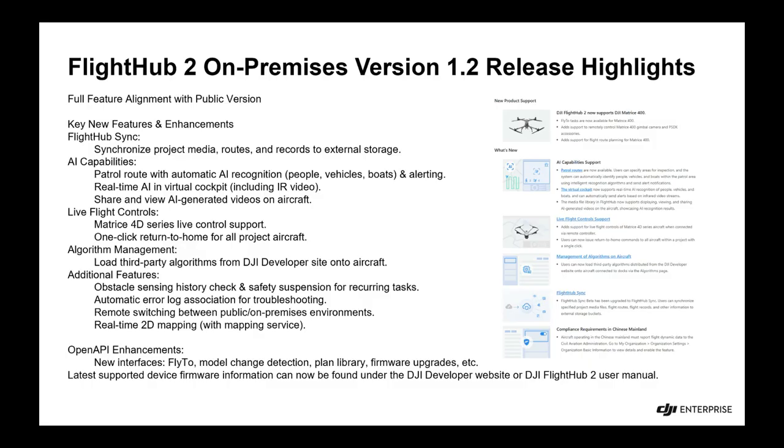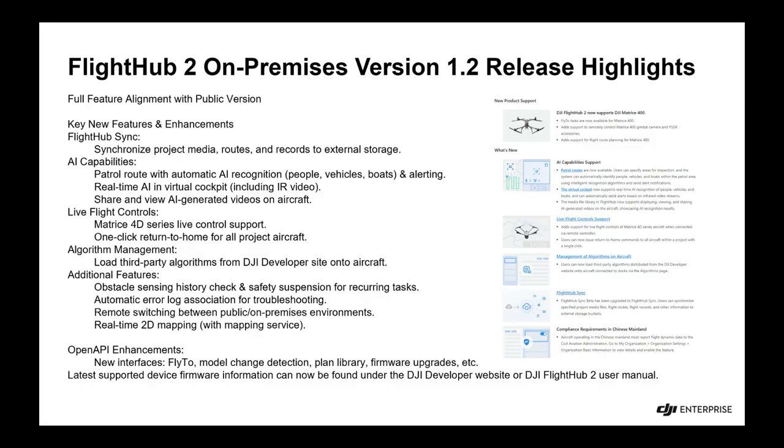We also now support a new patrol flight route. In combination with AI recognition, you can now create a patrol mission, and once the drone detects AI recognition objects like people, vehicles, or boats, it's going to send an alarm to users via email. And you have real-time AI in the virtual cockpit now. Also, that real-time AI recognition is supported under the thermal image viewer.